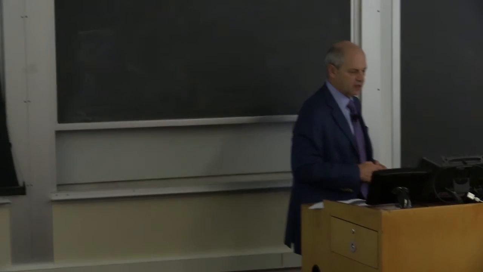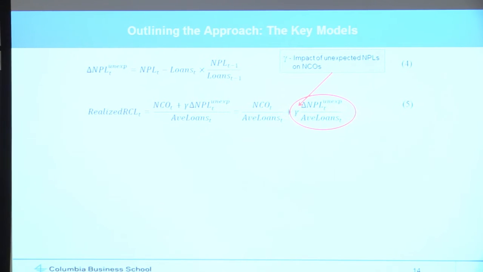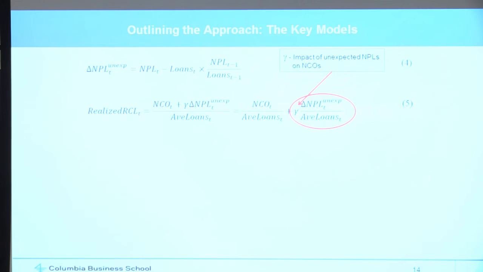The next thing we do is we estimate this realized portion, or we adjust the actual charge-offs for a portion of that unexpected non-performing loan. So the question is, once it becomes non-performing, how much of that is actually going to be realized as a credit loss? Just because it's non-performing doesn't mean it's actually going to be lost in the next period. Okay, so this is a critical piece of what we're actually using in our model or analysis.